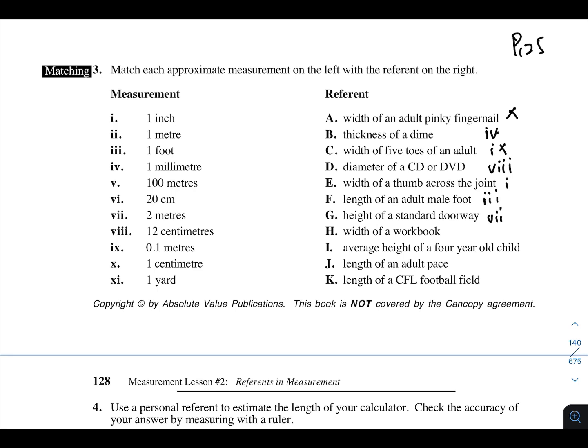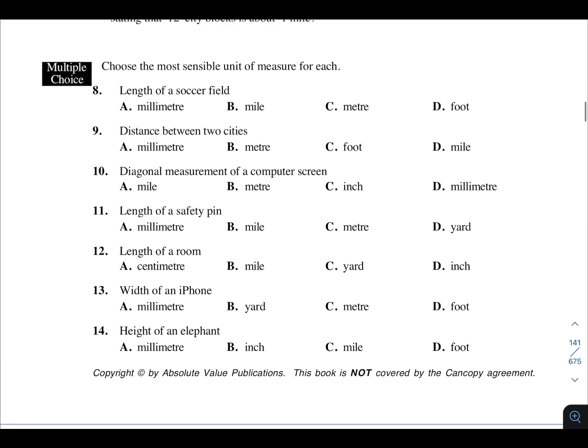And H, width of a workbook, and it's about 20 centimeters, so it's number 6. I, average height of a 4-year-old child, and this one is about 1 meter, and the answer is 2. And J, length of an adult pace, and this one is 1 yard, so the answer is 11. The last one, the length of a CFL football field, and this one is 100 meters, so the answer is number 5.